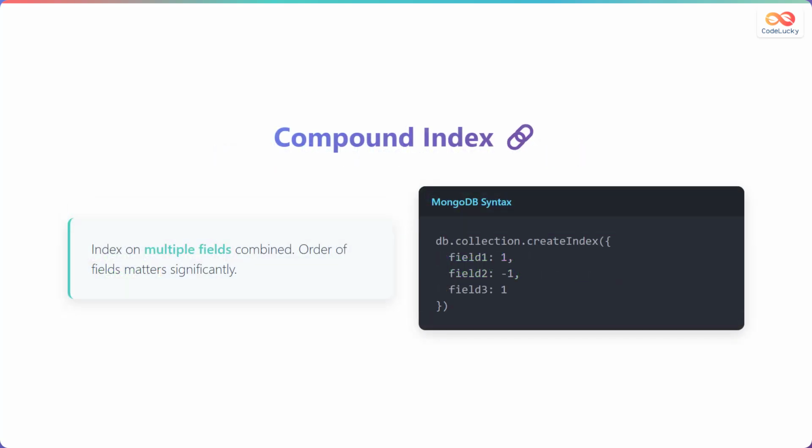A compound index is an index based on multiple fields combined. When using compound indexes, the order of the fields matters significantly, as the index is structured based on this order. To create a compound index in MongoDB, you specify multiple fields in the createIndex command. Here's the basic syntax: db.collection.createIndex, within parentheses, specify field 1, field 2, and field 3, each with its respective sorting order, either 1 for ascending or -1 for descending.